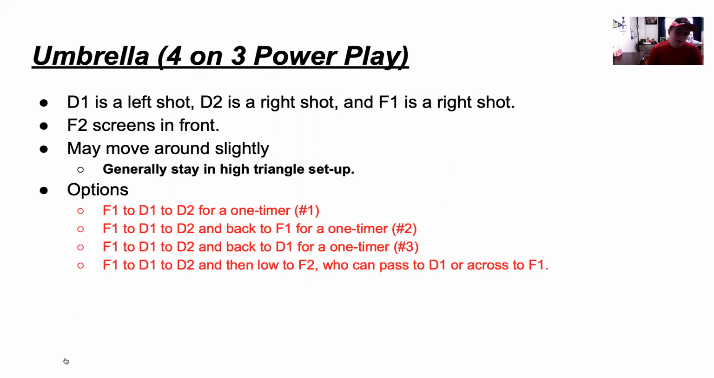The options we have: F1 to D1 to D2 for a one-timer, which is number 1. F1 to D1 to D2 and back to F1 for a one-timer, which is play number 2. F1 to D1 to D2 and back to D1 for a one-timer, which is play number 3. Or F1 to D1 to D2 and then low to F2, who could pass to D1 or across to F1, which is play number 4.